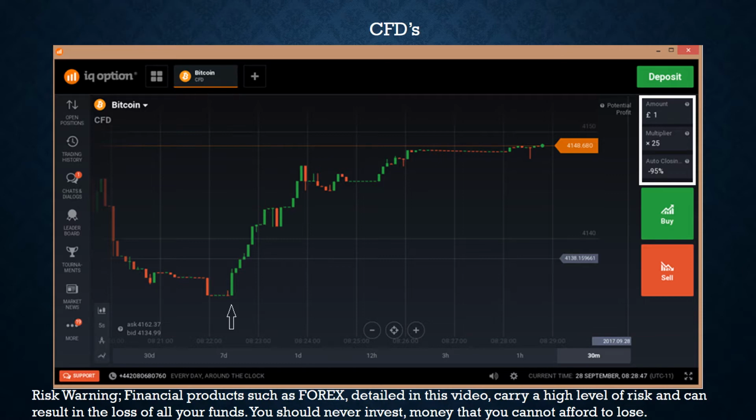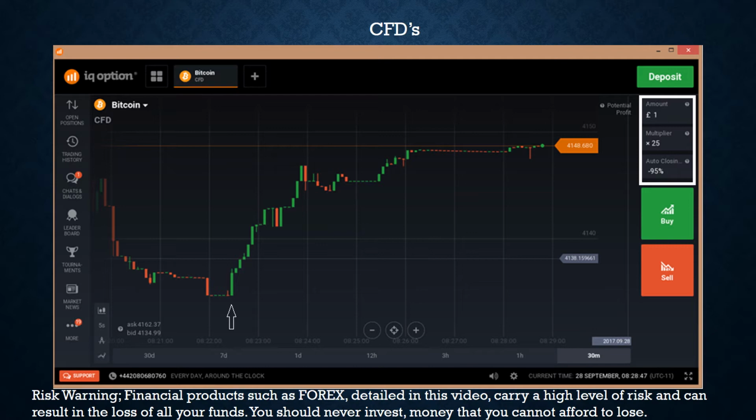Now, our next one is CFDs. CFDs, also known as contracts for difference. They're a derivative trading method, and they provide opportunities to trade on the price using multipliers. What that means is essentially we can leverage our trade. So if we put £1 in, the multiplier in this instance is 25 times, apologies. So our returns would be similar to if we'd invested £25.